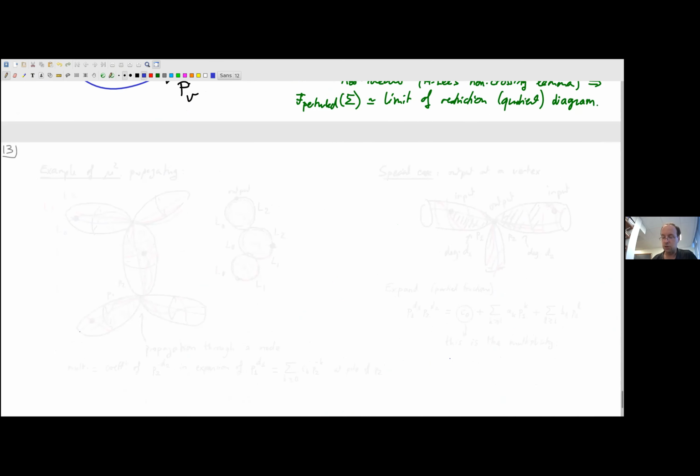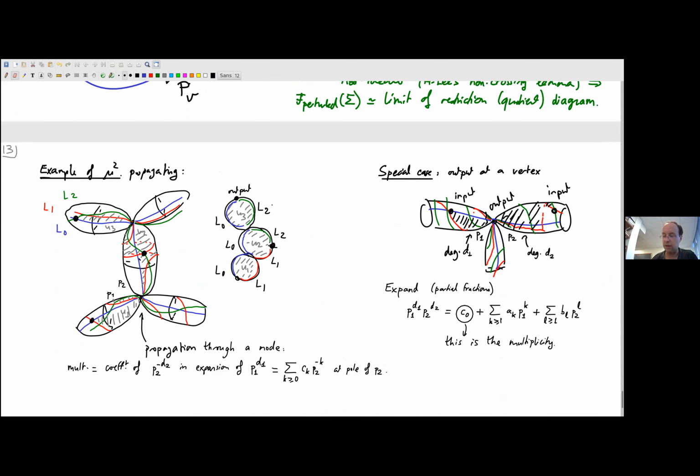Right. So I think I should probably stop here. I just wanted to end with a couple of pictures showing how, for example, a product in this category, mu two, a composition, works. Usual compositions in Fukaya categories involve a holomorphic disk with two inputs and one output. And that's still the case, but somewhere along the way, there can be propagations happening.